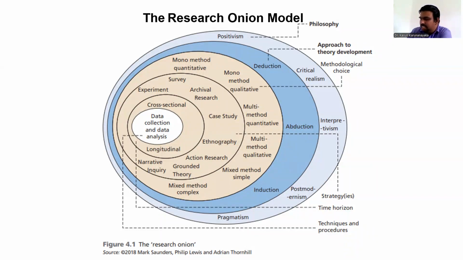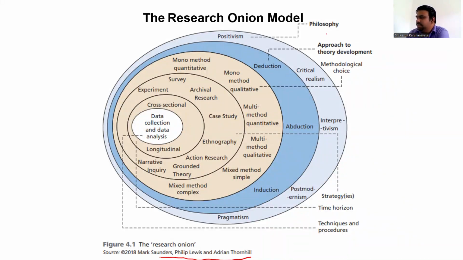However, Mark Saunders, Philip Lewis, and Adrian Thornhill proposed the research onion model, which helps us identify the crucial decisions we need to take when we try to do a research. What they have done is model the various techniques, designs, and decisions that we need to take during a research into different layers using a layered model. This is like the 7-layer or 4-layer architecture in network communication, right? Like that, they have come up with these 6 layers.